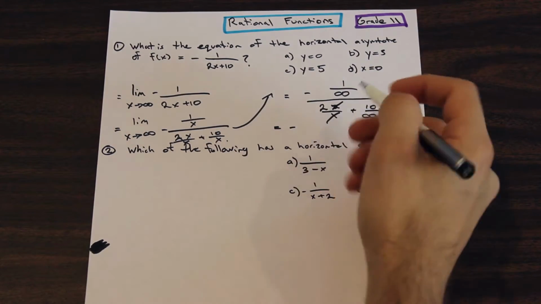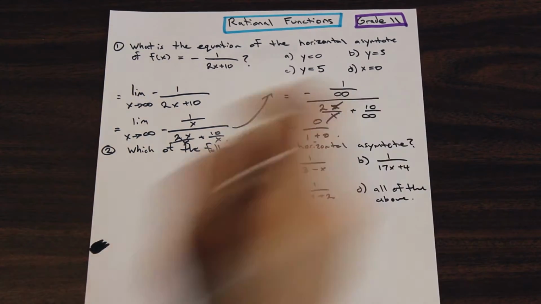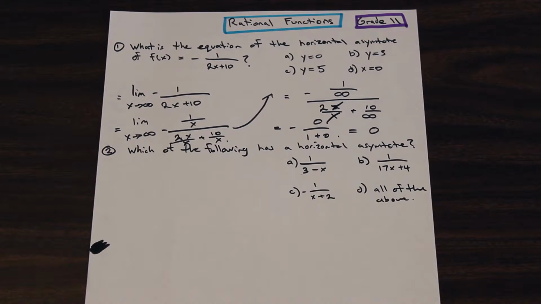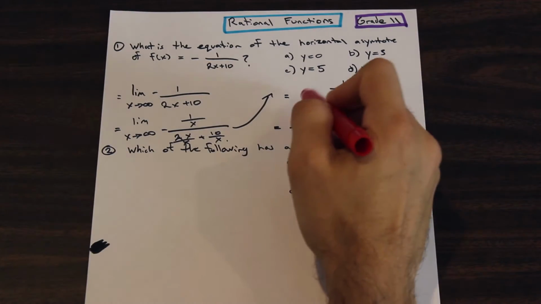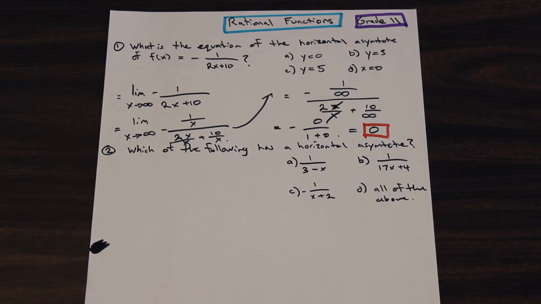So we end up with negative 0 over 1 plus 0, and then that is just 0. So a little bit of a trick here, they threw a negative in here, and that might confuse some people. They did that to confuse us. But at the end of the day, the negative didn't really matter because the answer was 0. So I hope you understood that.